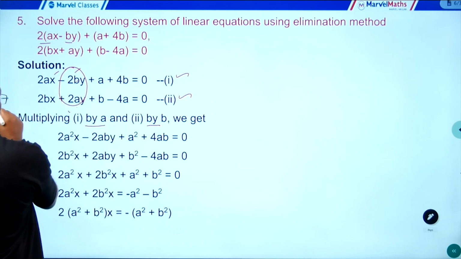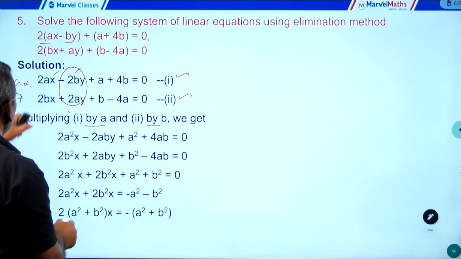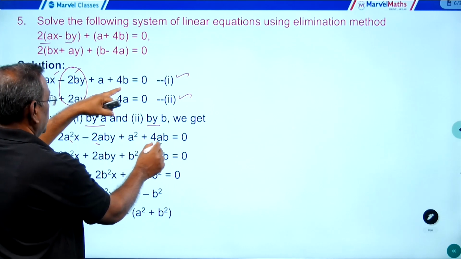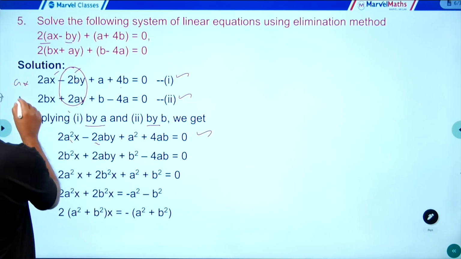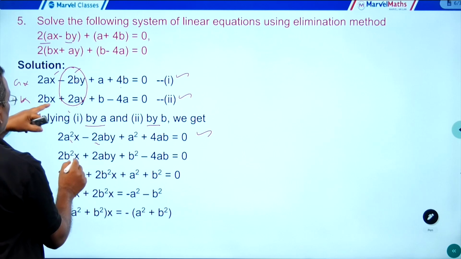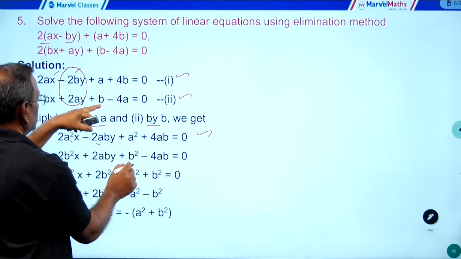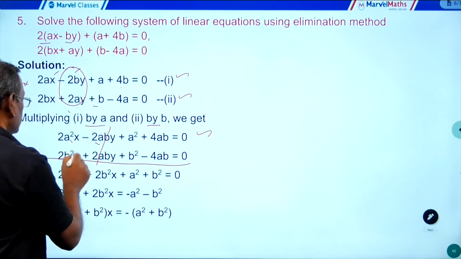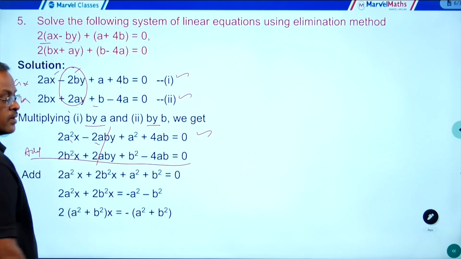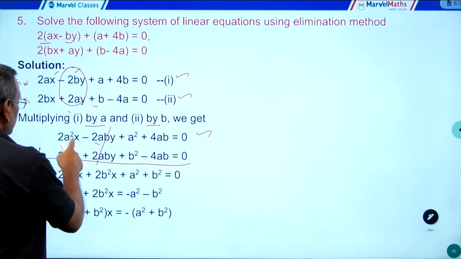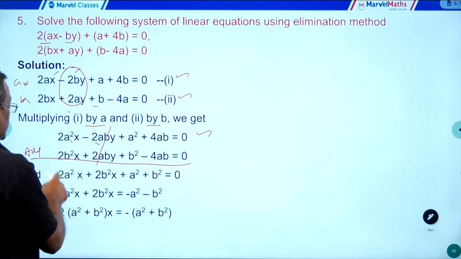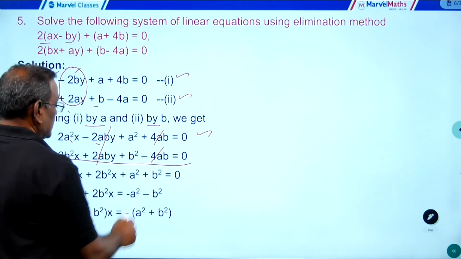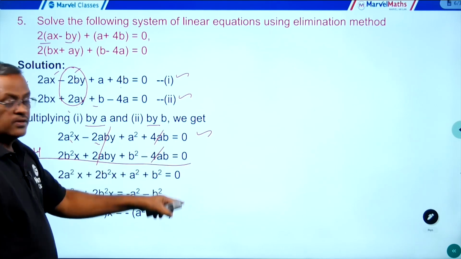If you multiply by a, what does the equation become? 2a square x minus 2aby plus a square plus 4ab. If I multiply equation 2 by b, 2b square x plus 2aby plus b square minus 4ab equal to 0. Now adding these two, the y terms get cancelled. Now 2a square x plus 2b square y, sorry, 2b square x, plus a square plus b square, the 4ab terms get cancelled, equal to 0.